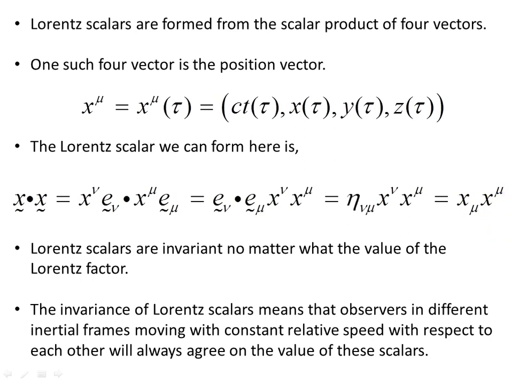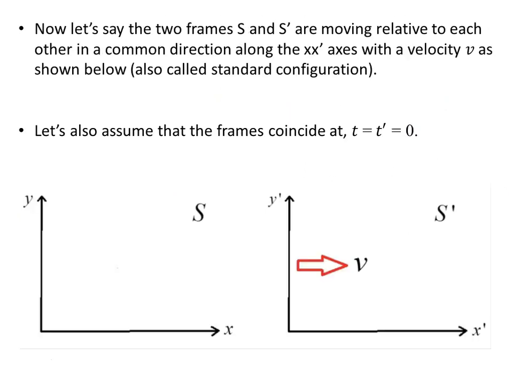Now Lorentz scalars are invariant no matter what the value of the Lorentz factor, and we'll see that shortly. The invariance of Lorentz scalars means that observers in different inertial frames moving with constant relative speed with respect to each other will always agree on the value of these scalars. So let's have a look at this.